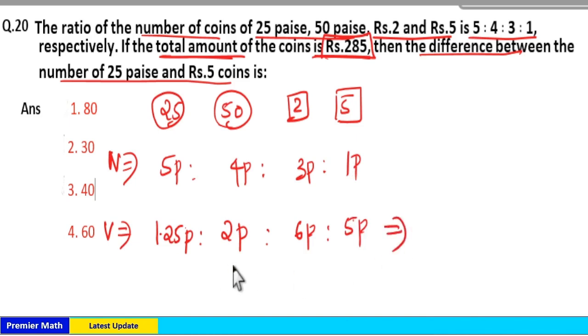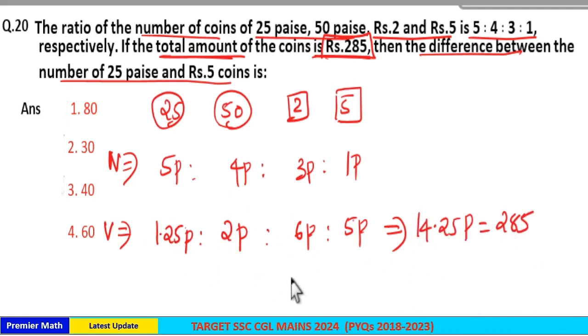Now the total amount is equal to 6 plus 2, 8, 8 plus 5, 13, 13 plus 1.25 is equal to 14.25 part. But the exact amount is rupees 285. The total value of these coins is 285, which is 14.25 part from this ratio. So 14.25 into 20 is equal to 285. So 1 part is equal to 20.